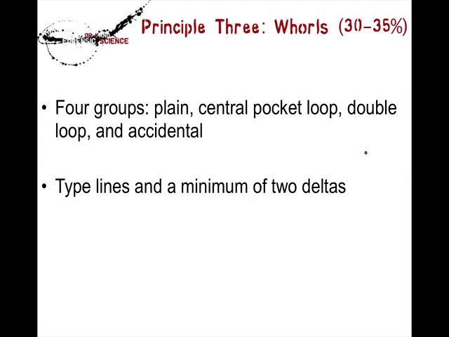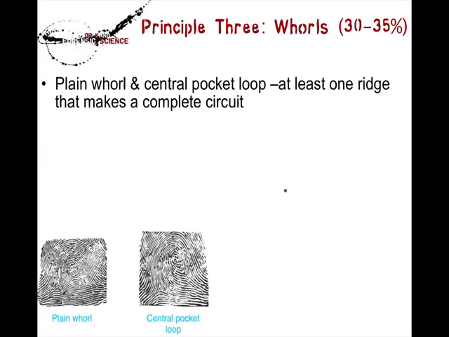And then the next most common is the whorls. It consists of about 30 to 35% of fingerprints. There are 4 main types: the plain, the central pocket loop, the double loop, and the accidental. They have multiple type lines, and they have a minimum of 2 deltas, so 1 on each side.